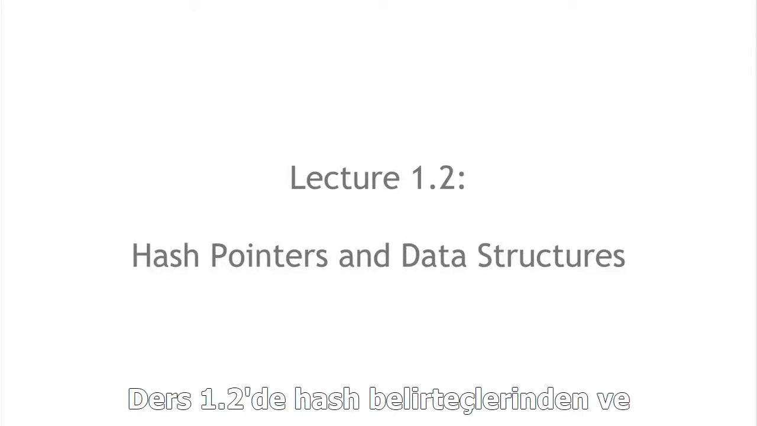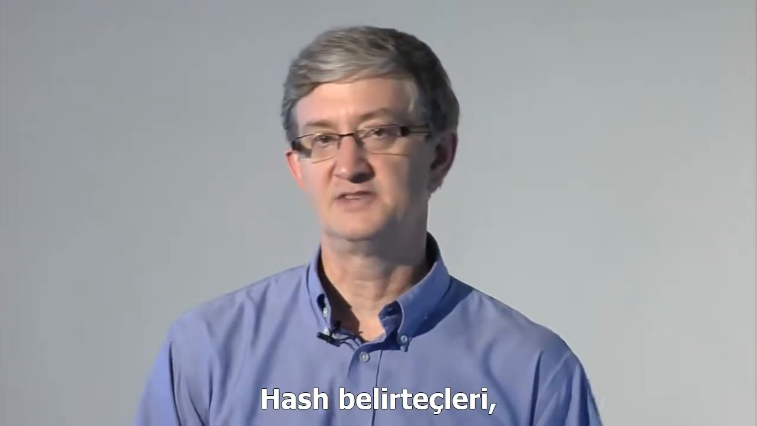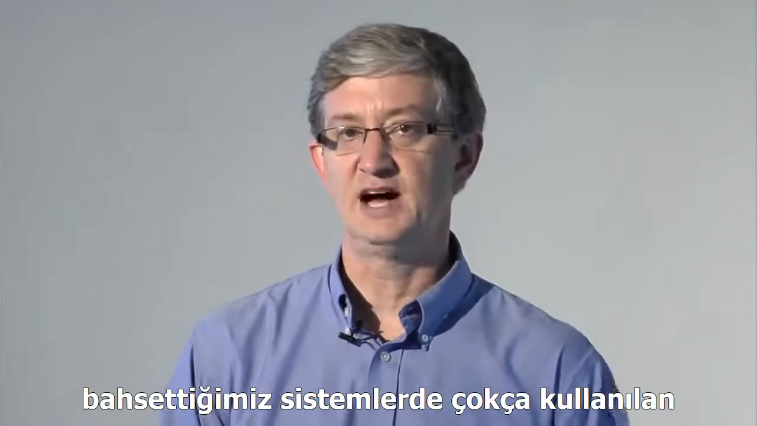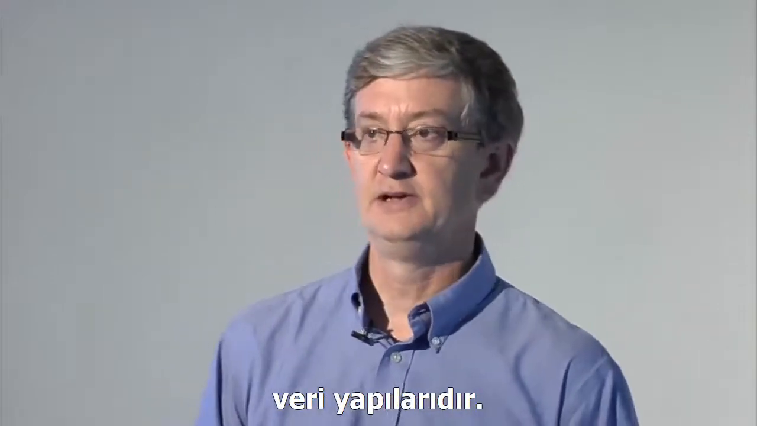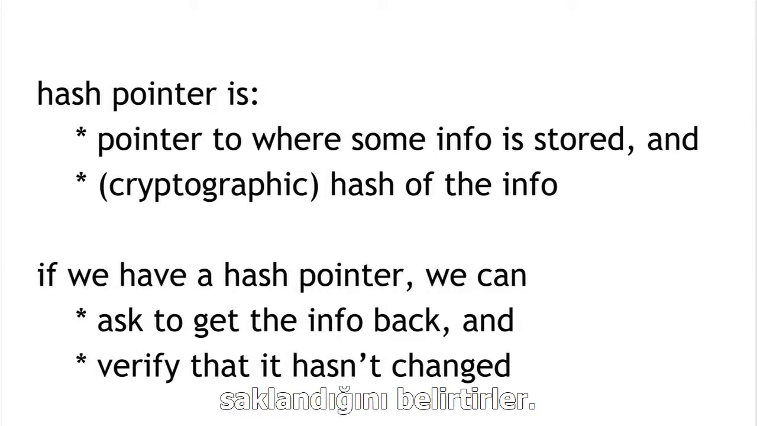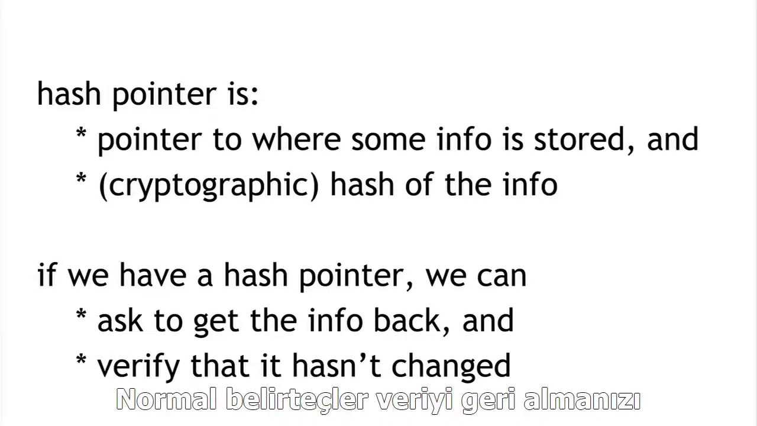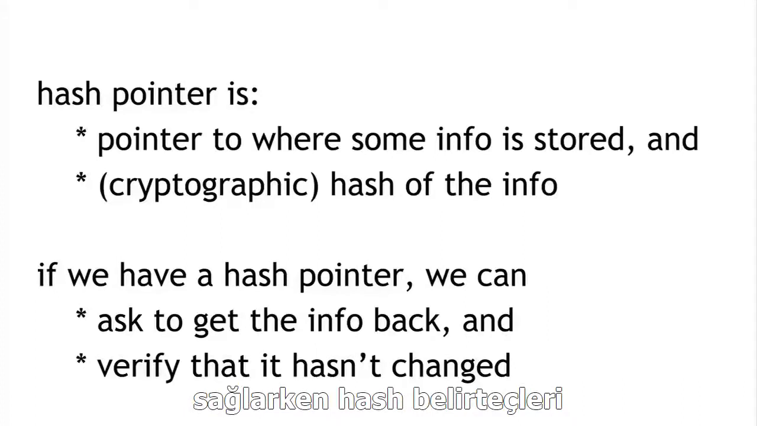In section 1.2, we're going to talk about hash pointers and their application. A hash pointer is a kind of data structure that turns out to be used a lot in the systems that we're talking about. A hash pointer is basically a simple thing: we take a pointer to where some information is stored, and together with that pointer, we store a cryptographic hash of the information.